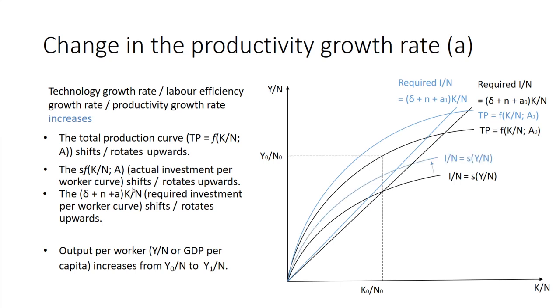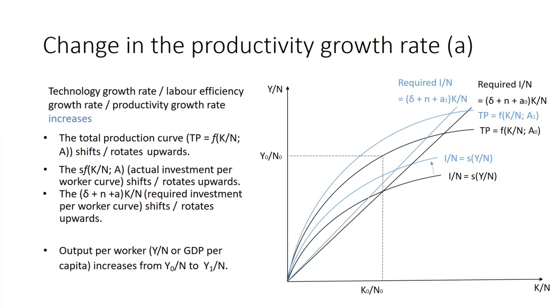The third shift will be a shift of your actual investment per person. This one shifts not directly because of a change in productivity growth rate, but rather because it is a portion of your total production curve. And since your total production curve has shifted upwards, proportionally your actual investment per person is also going to shift upwards or leftward.